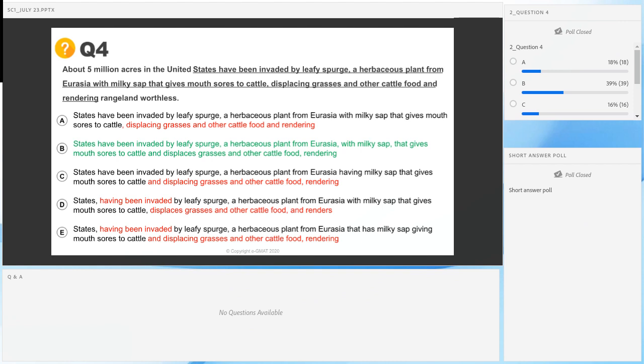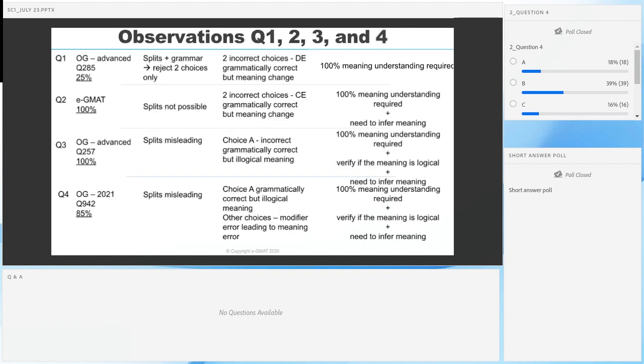I hope that whatever we studied together today had some learning for you, and you are taking something with you from this session. Now, just a quick observation: 85%, a huge chunk of the sentence was underlined. But again, we could not rely on the splits because, really, with milky sap inside the comma, outside the comma, the list kept changing. So of course, we could not rely on that. But only with the tool of logical analysis, we could crack this sentence.